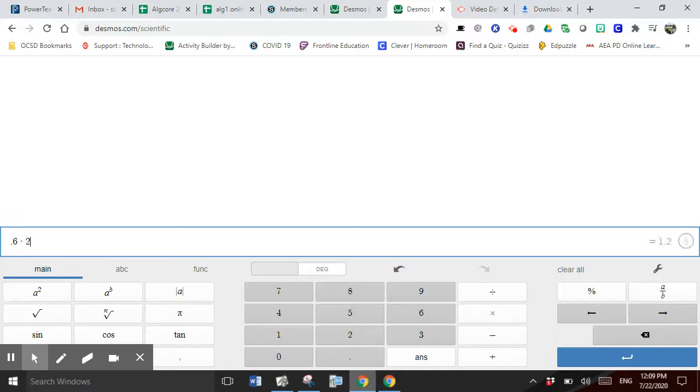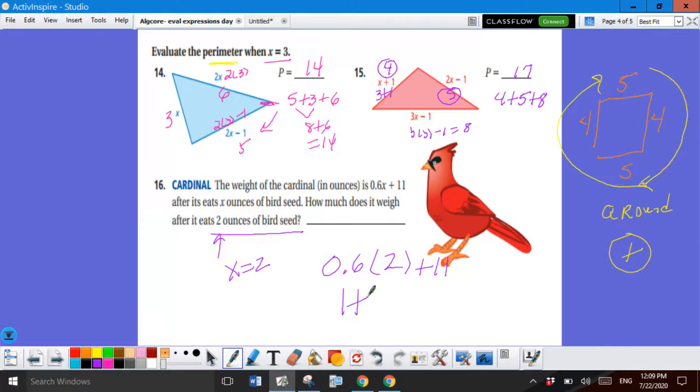0.6 times 2 is 1.2. So 1.2 plus 11 is going to give me 12.2, and we're measuring in ounces. So 12.2 ounces.